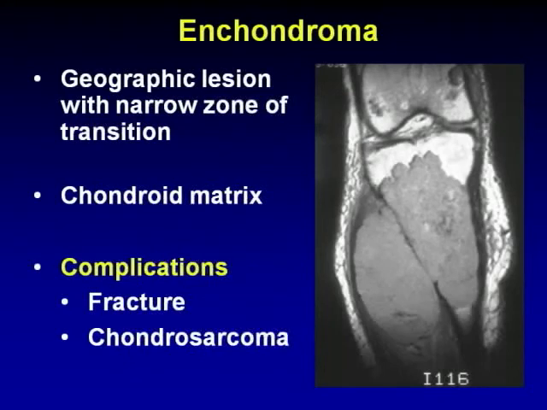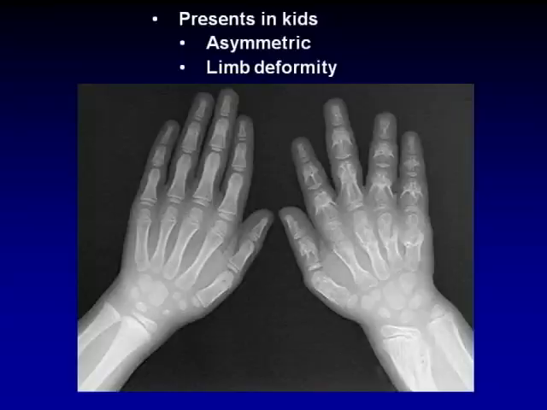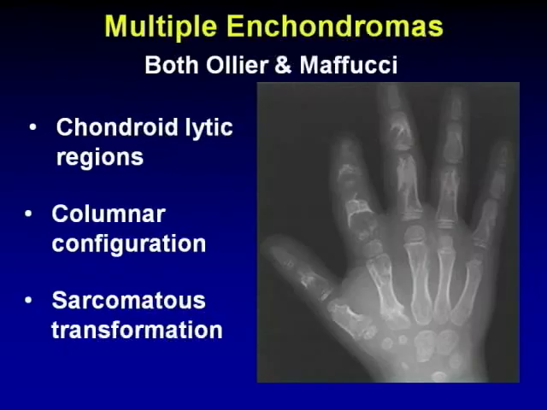Complications that we need to look for with enchondromas include fractures that can occur through any lytic lesion, of course, and dedifferentiation into chondrosarcoma that we'll talk about a little bit later. Here's an unknown case to challenge you and really wake you up, I'm sure. It presents in kids as an asymmetric limb deformity. And we're talking now about multiple enchondromas that are found both in Ollier and in Maffucci's syndrome.